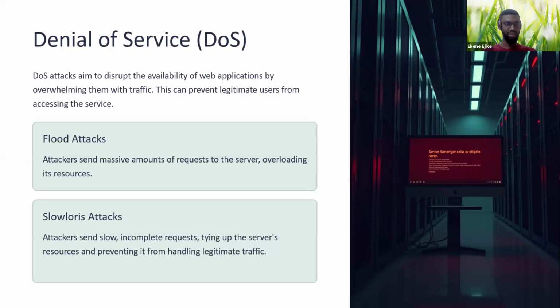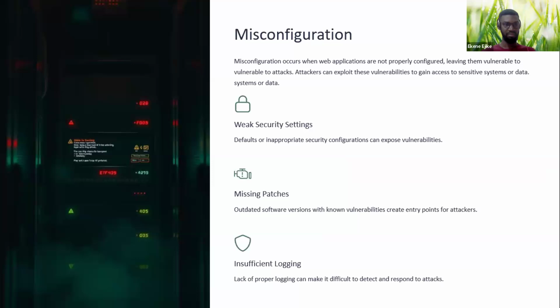Another way you can protect yourself against this is to employ something called a web application firewall. This typically sits on layer 7 of the OSI model, where it protects your application against any form of denial of service attack. It could be a distributed one or from a single source. Next one is misconfiguration.